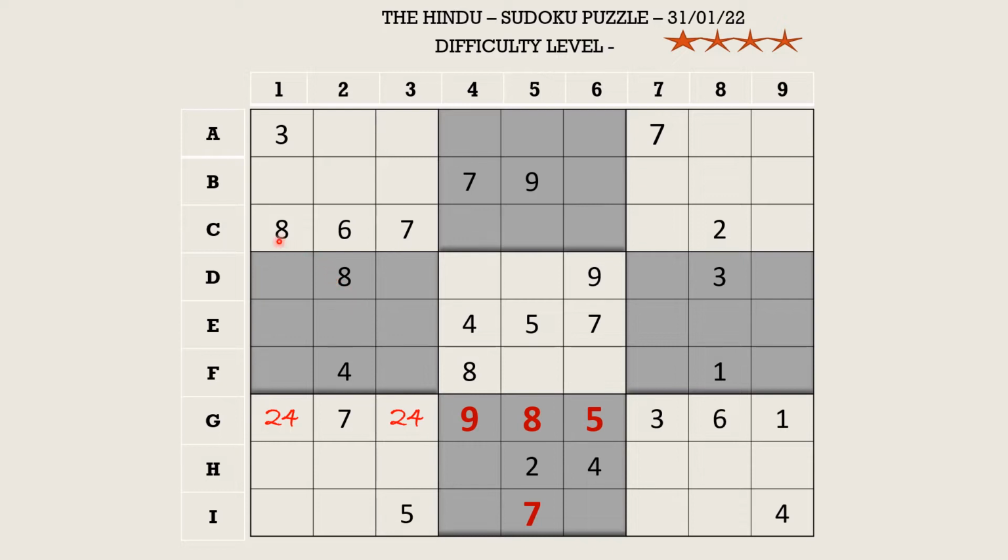There is an 8 in column 1 which blocks these 2 cells. There is an 8 in column 2 which blocks these 2 cells. So H3 takes 8.